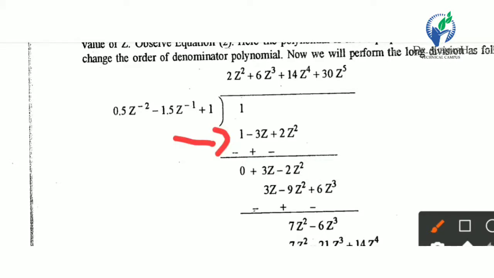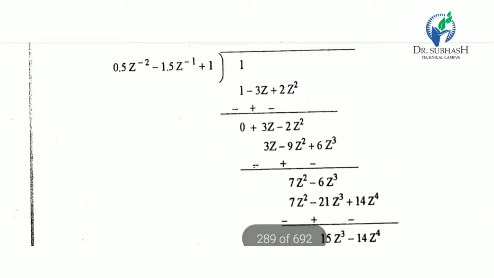So we will change the sign of 1 minus 3z plus 2z square for subtracting from the 1. So it becomes 1 minus 1 here, plus and here minus. So 1 minus 1 is 0, then plus 3z, its sign is minus 2z square. So 0 plus 3z minus 2z square. Okay. Now we will get 3z minus 2z square.